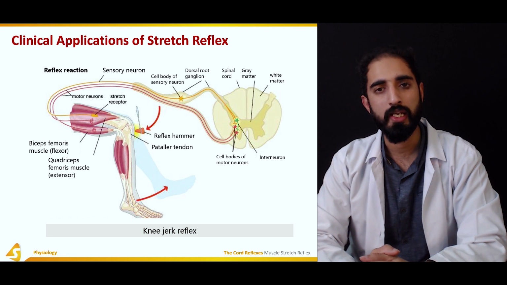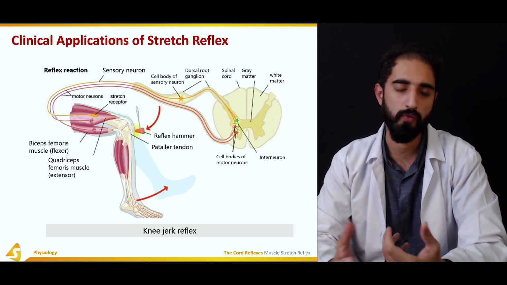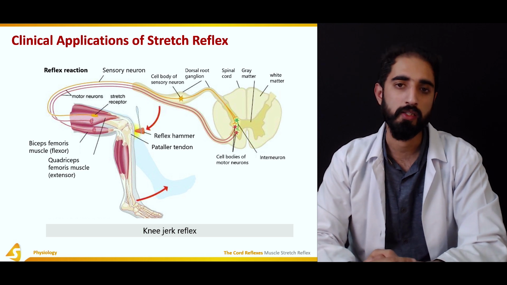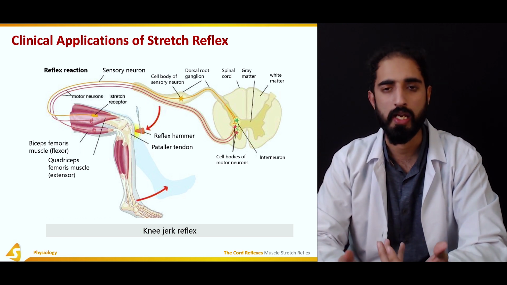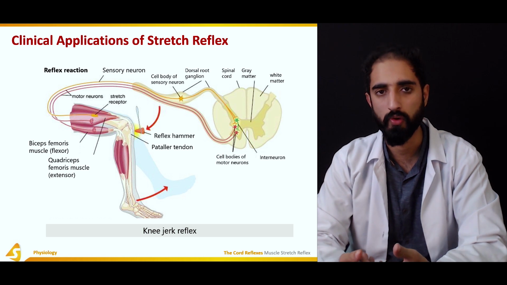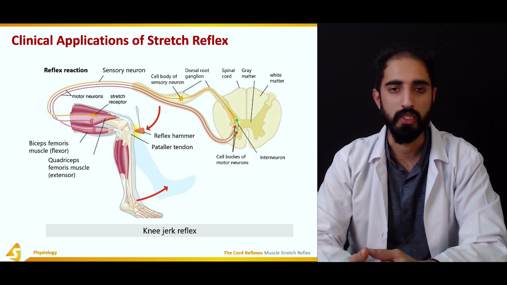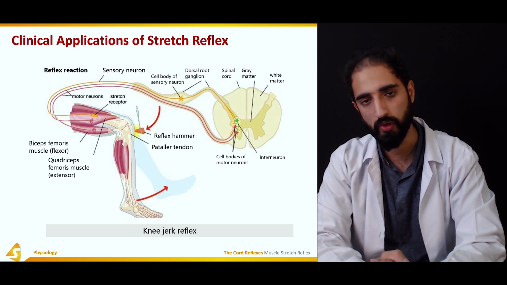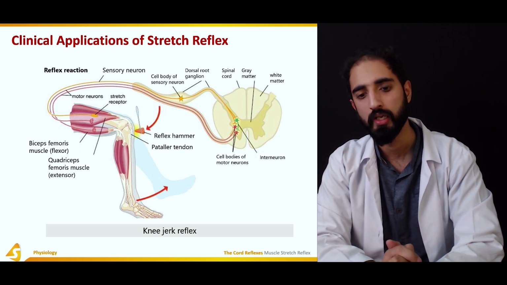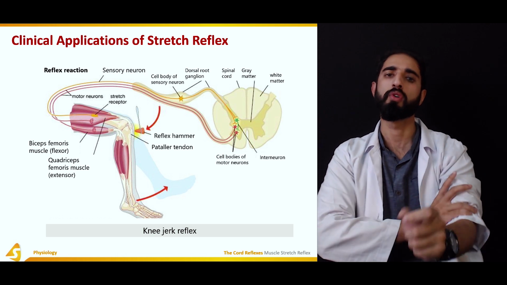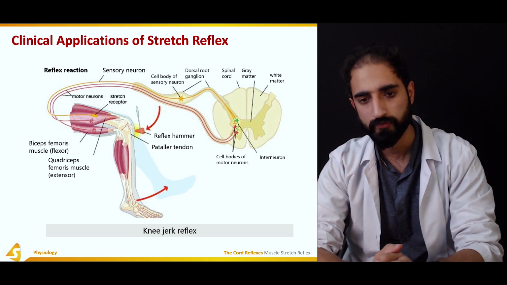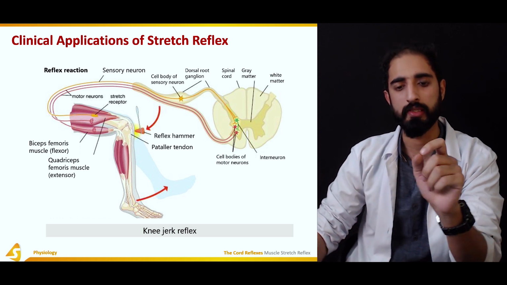Now, if we talk about the clinical applications of a stretch reflex, one very common is the knee-jerk reflex, or the muscle tendon reflex. This muscle tendon reflex can be checked at different levels, for example, at the level of the elbow for the biceps and triceps jerk reflex, and at the level of the knee for the knee jerk reflex. It is also used to differentiate between upper and lower motor neuron lesion. So let's take a look at this example.